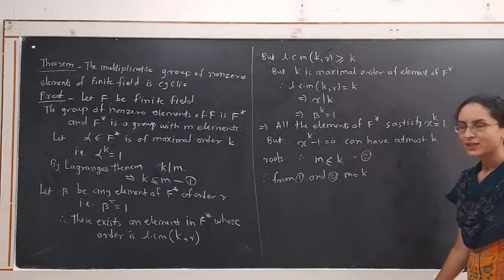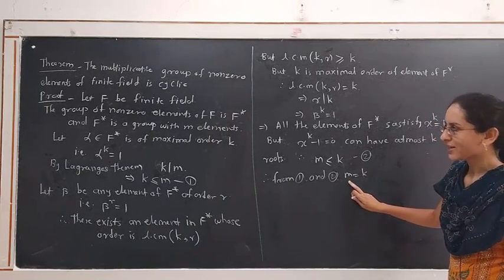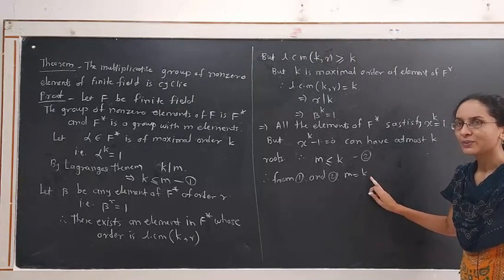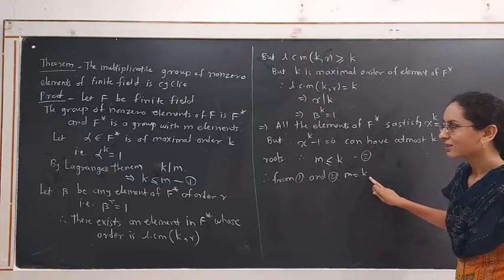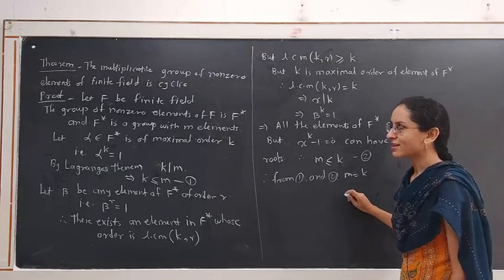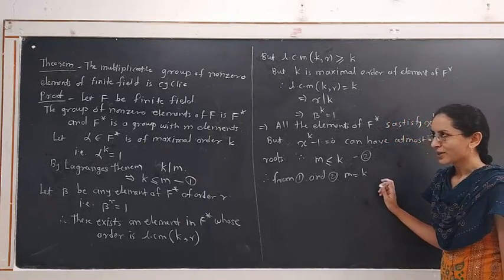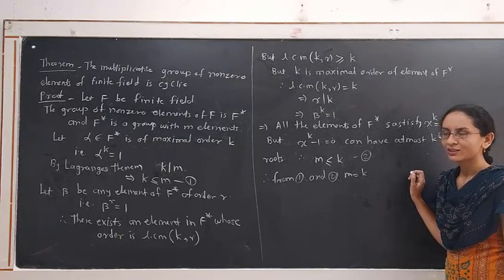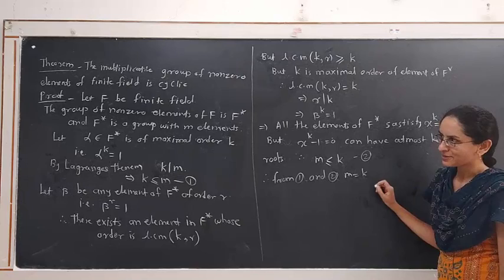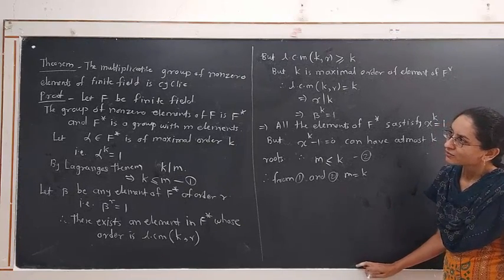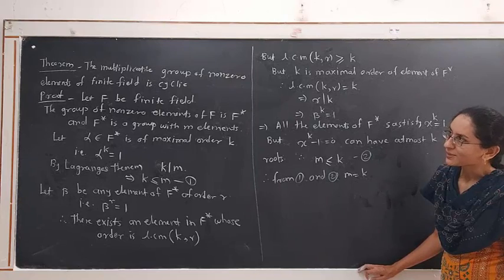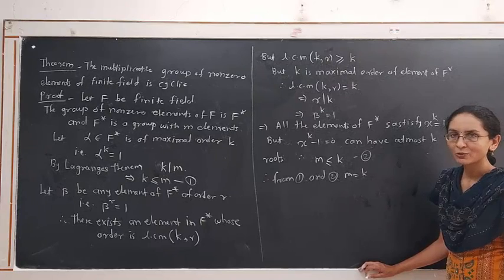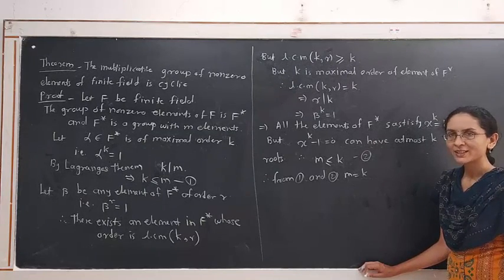What does this imply? M is equal to K. The number of elements of the group F star, M, is equal to K, that is the order of the element alpha. This means alpha generates the group F star. F star contains M elements. Alpha raised to K is equal to 1, and the other powers of alpha give all the elements of this group F star. That is, F star is the multiplicative group of non-zero elements. Now we proved it is a multiplicative group generated by alpha.